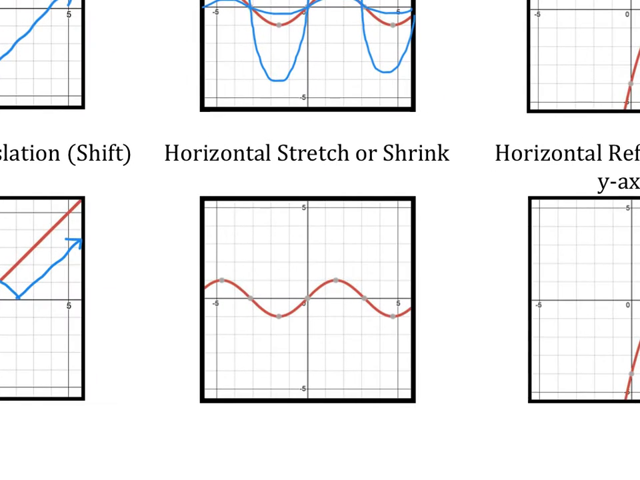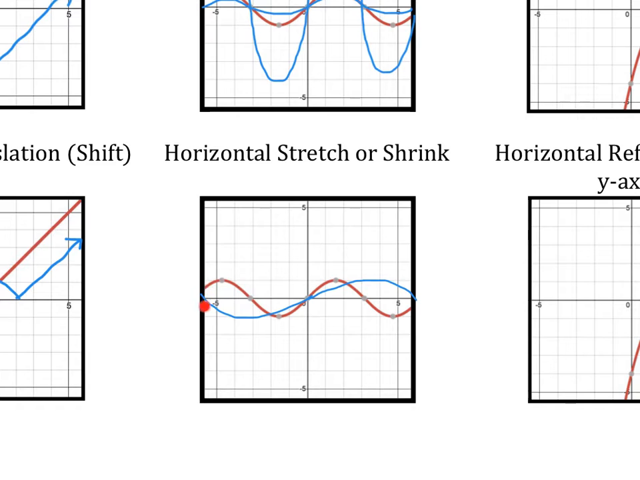Now, a horizontal stretch or shrink, imagine you have a slinky. Imagine this is a slinky, and you put your hands on both sides of the slinky. So imagine you start pulling your hands apart from each other. We would call that a horizontal stretch. So your slinky would start looking more like this rather than the original graph.